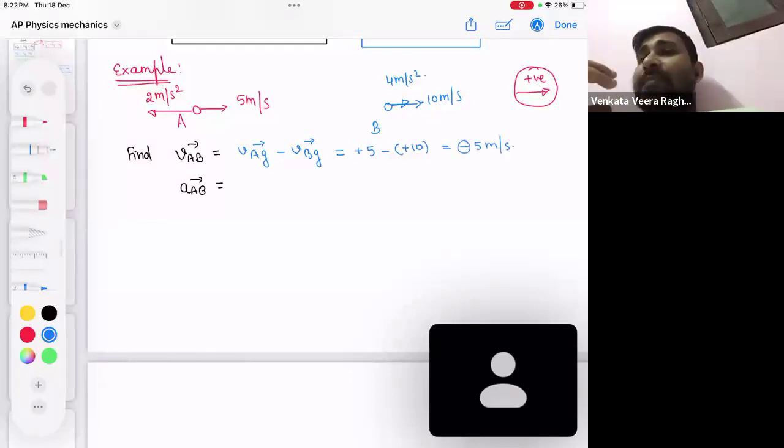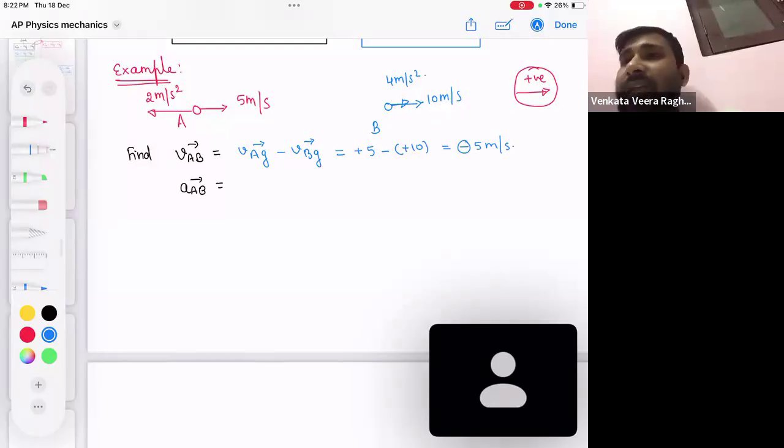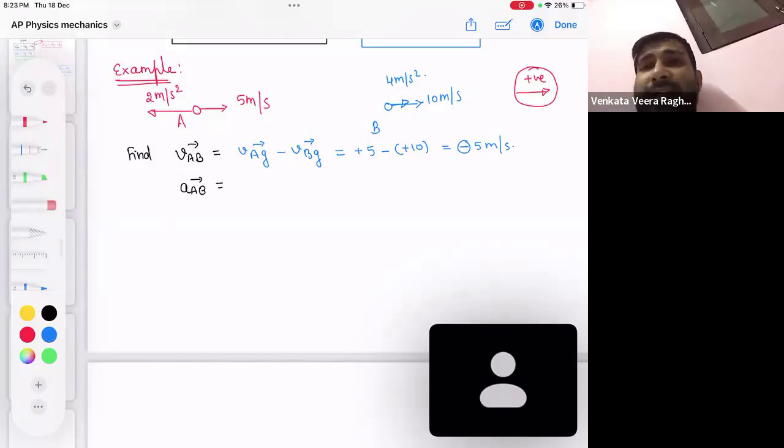So what is the minus representing? B will feel A to be left behind. Actually both are moving in the right side only. Both vehicles are moving towards the right, in the positive direction, for a ground observer. But for someone sitting in car B, how will he feel? He will feel that A is going behind, because B's velocity is more. Understood this one? That is the meaning of this negative sign.